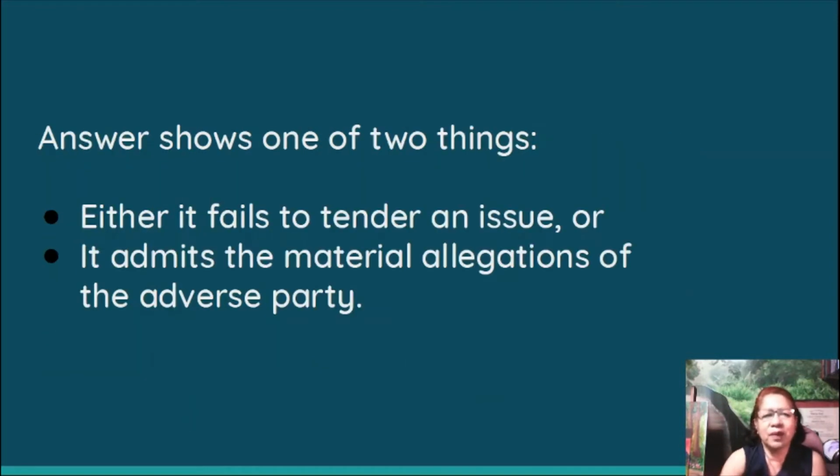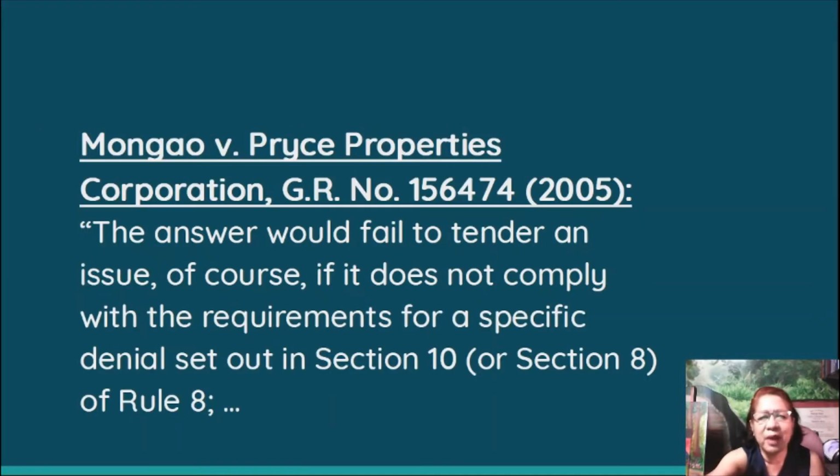Now, the answer of the defendant must show one of 2 things, either that it fails to tender an issue or it admits the material allegations of the pleadings of the adverse party. So, Mongao versus Price Properties Corporation, a 2005 case, tells us when does an answer fail to tender an issue, or when does the party admit the material allegations of the other party's pleadings.